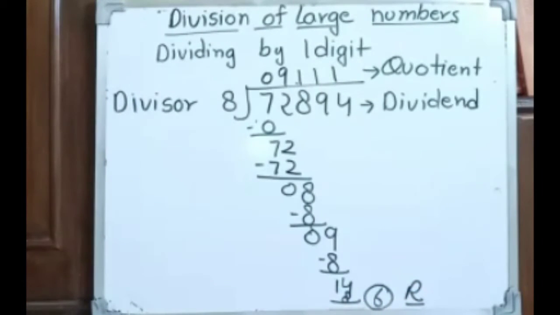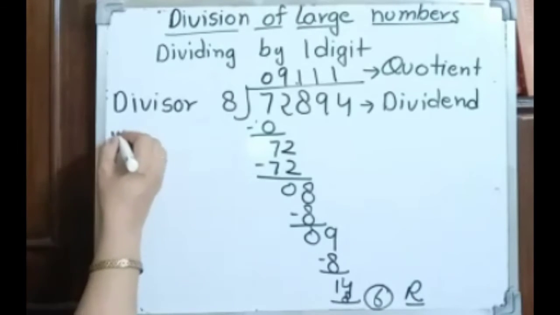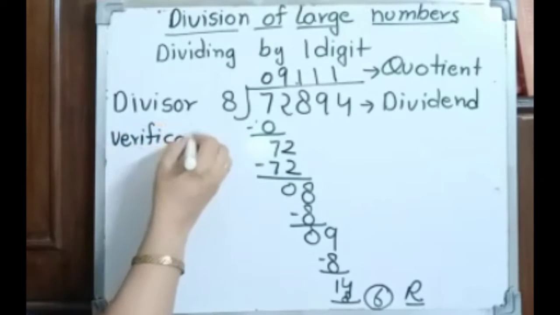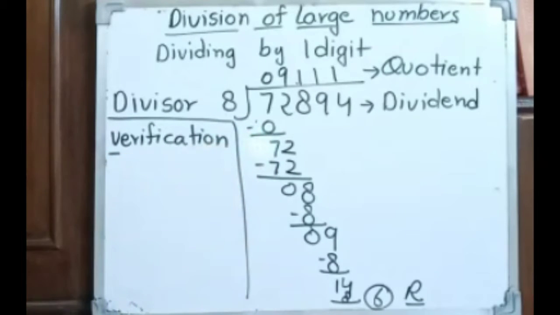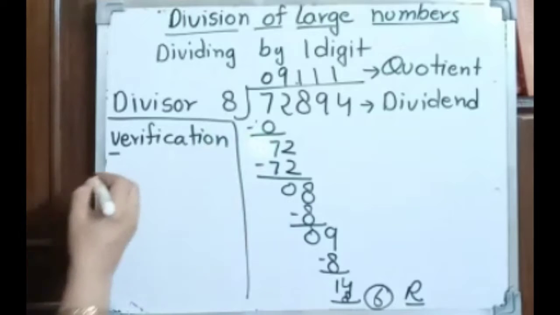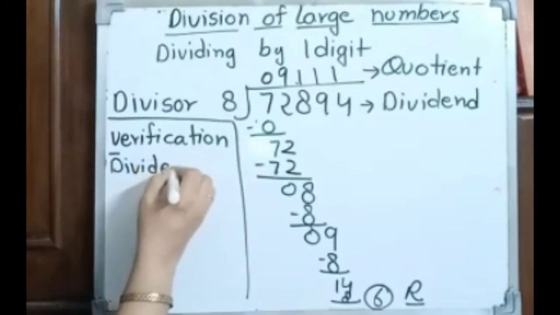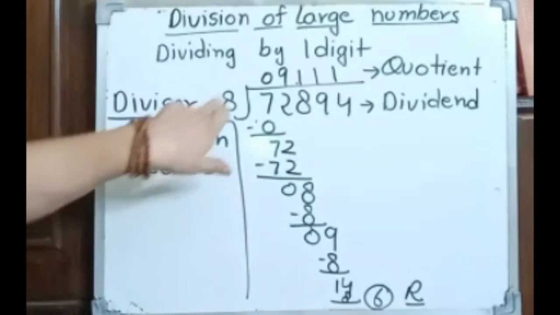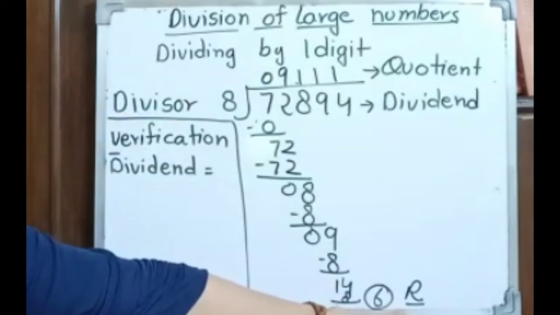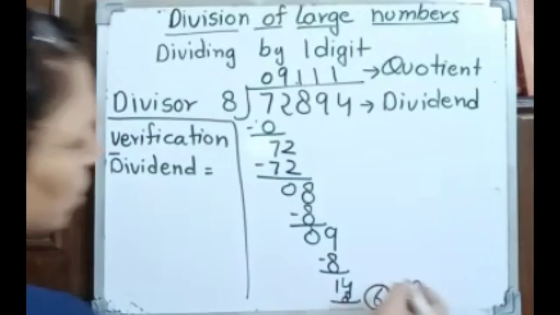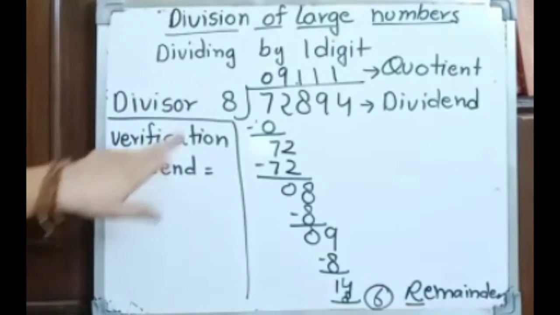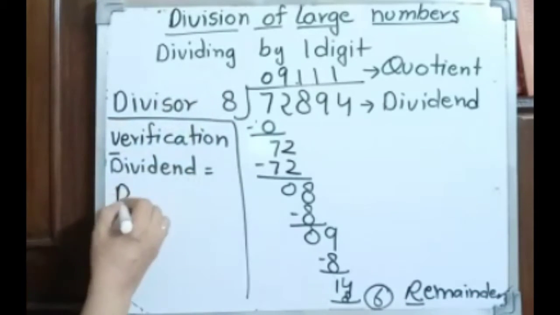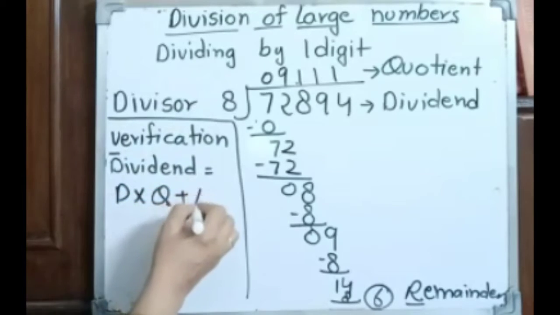And how to verify the sum? This you all know. What is the verification? We have done it earlier. I am doing it here. This is verification. How to do that? Verification means dividend is equal to divisor multiplied by quotient plus remainder. So dividend is equal to D into Q plus R. We will take it like that.